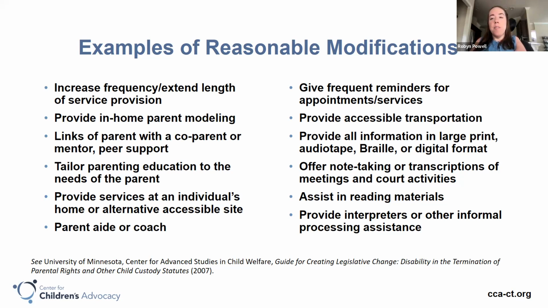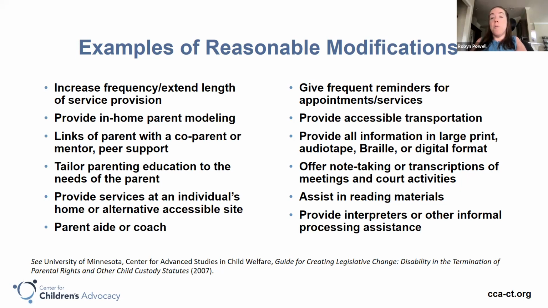Often parents with disabilities are provided services at other facilities that are not their home. And those facilities are not going to be accessible to them the way that their home is. Our homes are very much adapted to meet our needs. And so it's an unfair, really, situation if you're expecting a parent to show their parenting skills in an inaccessible location. Other examples might be parent aides or coaches.